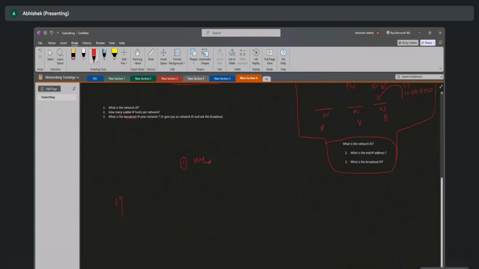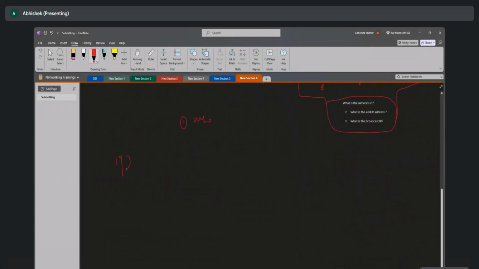Okay. When a question is given to you, first write that question down. Our question is 192.168.10.0, and they are asking us to please create 8 subnets from this particular IP address. This is what they will give you, nothing else.